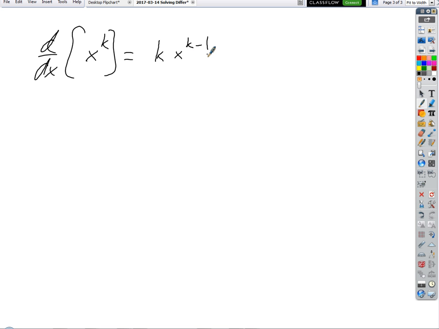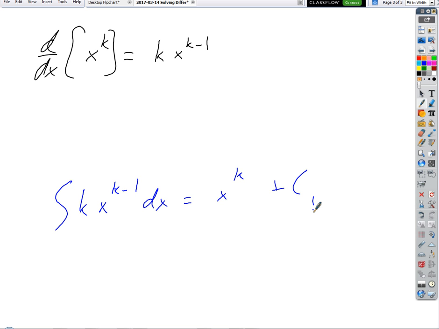So then, how could we flip that around? If we flip that around, we get the antiderivative of k x to the k minus 1 dx equals x to the k plus, call it c1. But that's pretty hokey to write it that way, because that's really contrived.